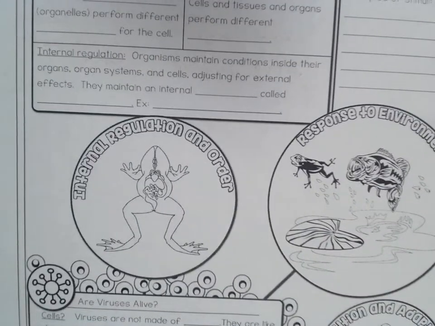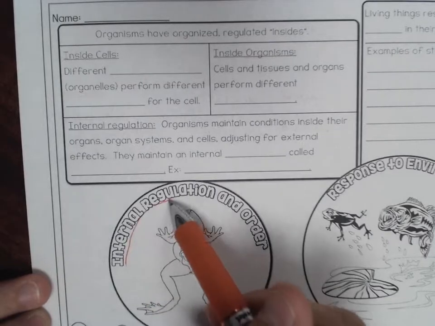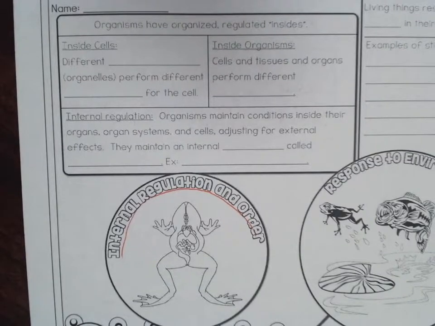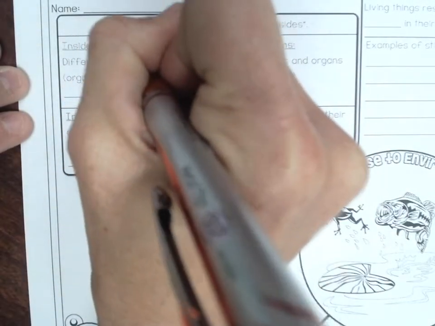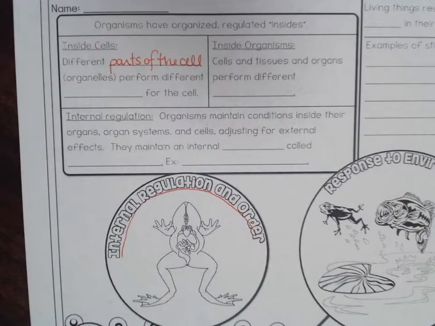All right, flip it over. Let's keep going. So, what else does an individual have to be in order to be considered alive? Organisms have to be organized or have regulated insides. That means that they have to, that's what this circle is, they have to have internal regulation and order. Inside the cells, you have different parts of the cell which we call cell parts organelles, kind of like the inside of us, we call organs. These are organelles, the organs of the cell.